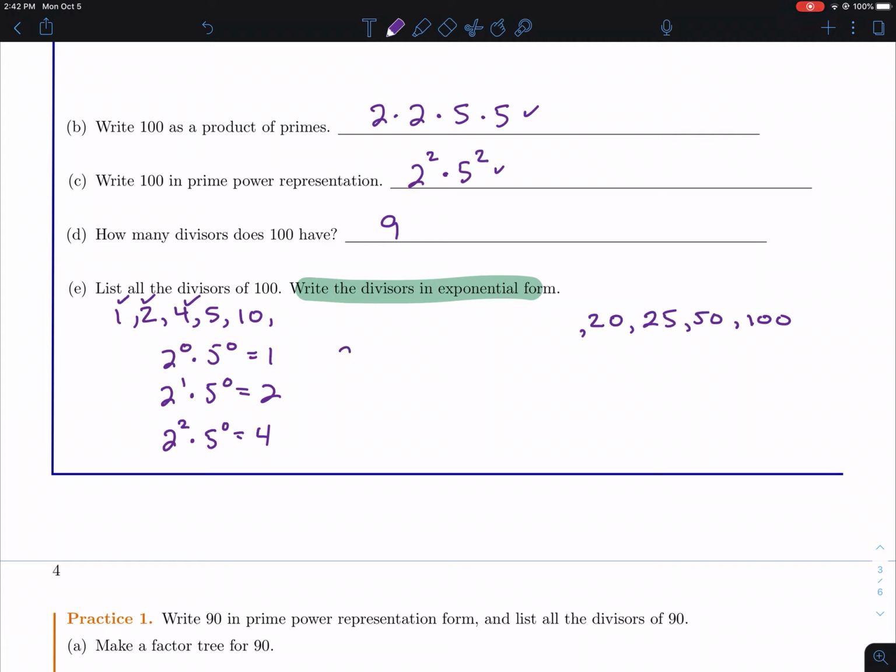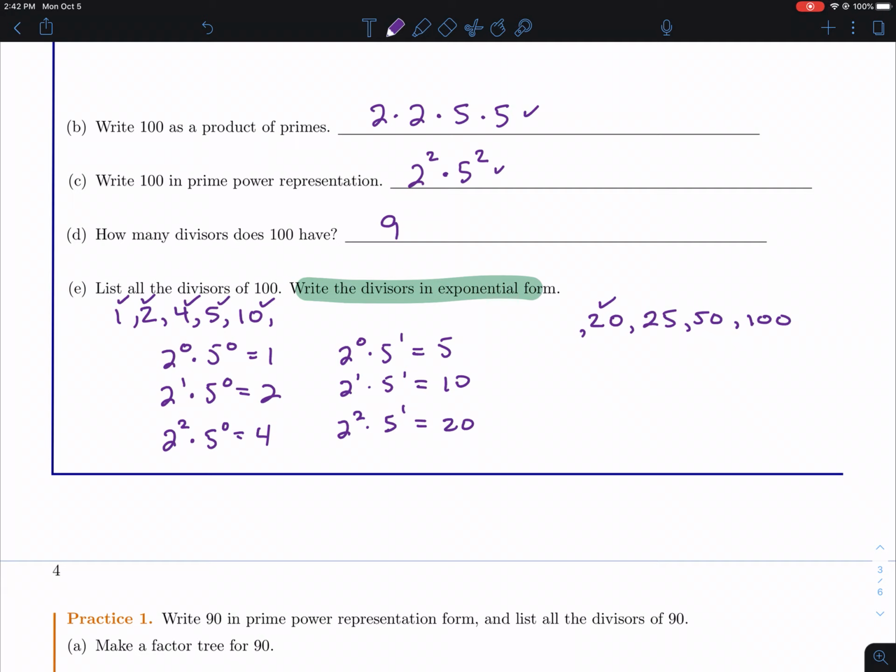So in this case, I'm going to get 2 to the 0 times 5 to the 1, which is just going to give us the 5. And then 2 to the 1 times 5 to the 1 gives us the 10. And then 2 to the second times 5 to the 1. So 4 times 5 gives us 20. So it's looking pretty good so far. We haven't encountered any new ones that aren't on our list. So it looks like we probably did a good job.